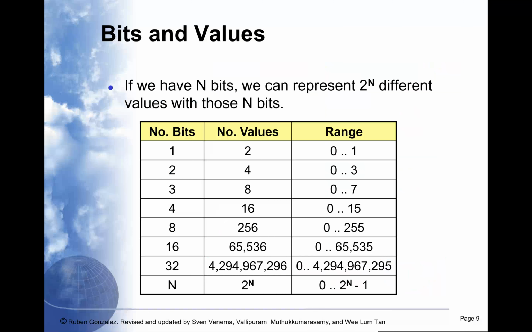What about if you have 8 bits? You can represent 256 things, because 2 to the 8 is 256, but the range is only 0 through to 255. In general, if you have n bits, you can represent 2 to the n things, but the range will be 0 to 2 to the n minus 1, because you have a 0. The 0 counts as a place.